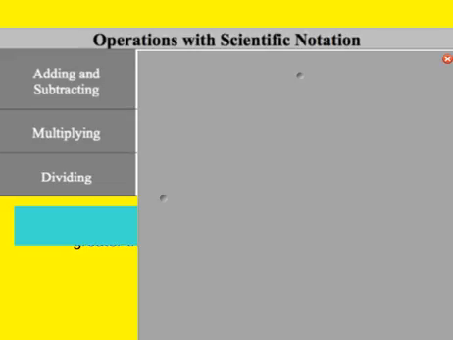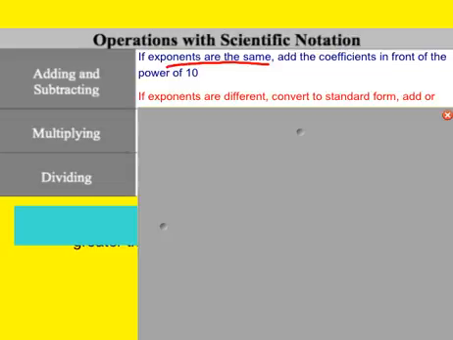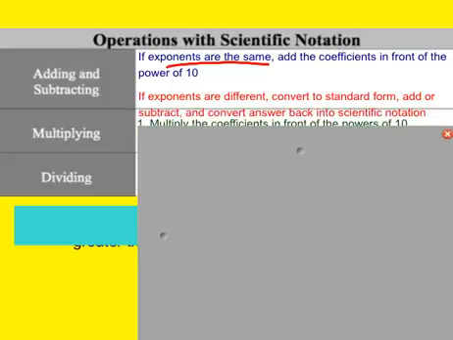Now there's some rules of scientific notation. Adding and subtracting. These are like fractions almost. You can only add and subtract if they are the same power. Alright, so if exponents are the same, that's the only reason you can add the coefficients in front of the power. If exponents are different, you got to convert them to standard form. That means the big long decimal or the big long numbers, and then add or subtract. And convert answer back into scientific notation. So you should see if they're the same exponents, that's going to be nice and easy to work with. If not, you just got to go the long way around.